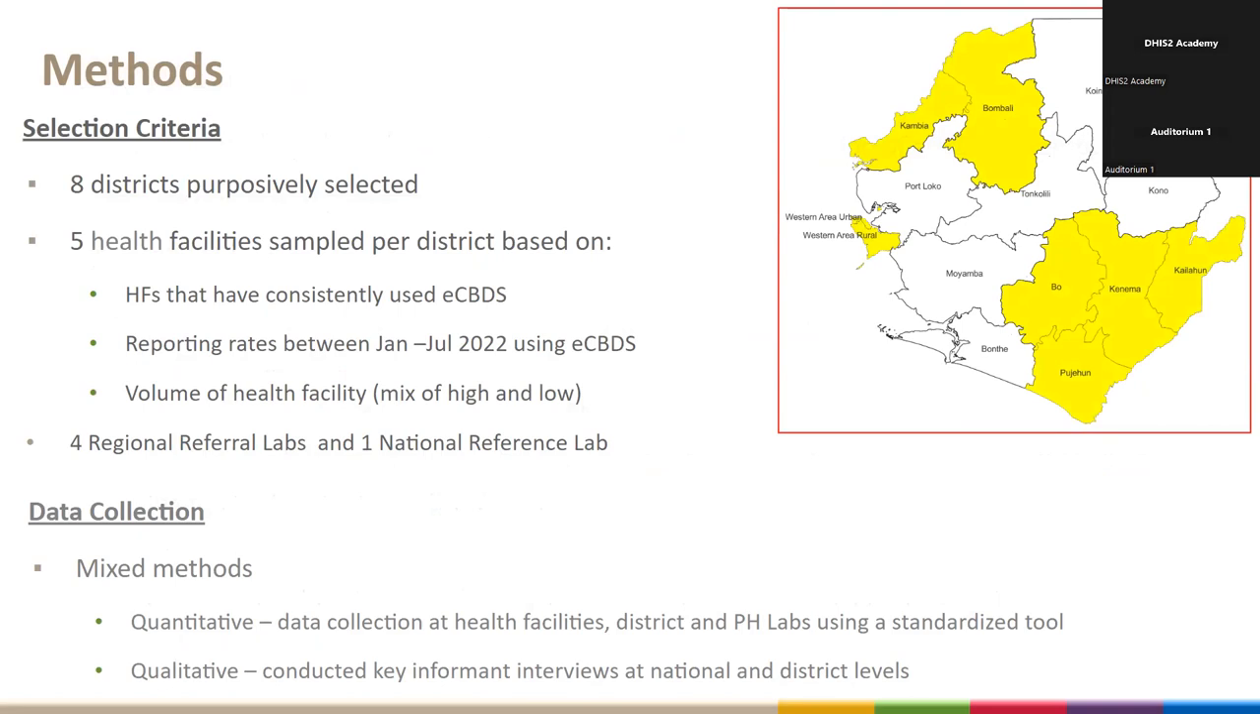As I said earlier, this map is very familiar, but the colors you see here are not for decoration. They mean something. We selected 8 districts purposively based on their reporting rates, those who are doing well and those who are not doing well. And in each of those 8 districts, we selected 5 health facilities that have consistently been using ECBDS, also based on their reporting rates between January to July of 2022, trying to get a mix of high and low volume health facilities. We also reached out to 4 regional referral laboratories and 1 national reference lab.